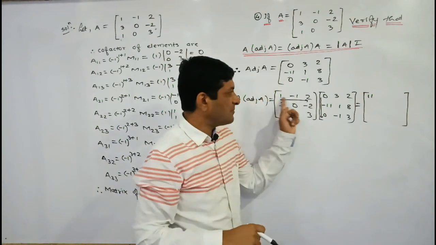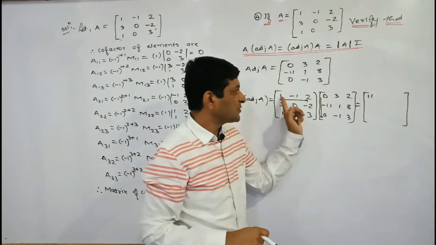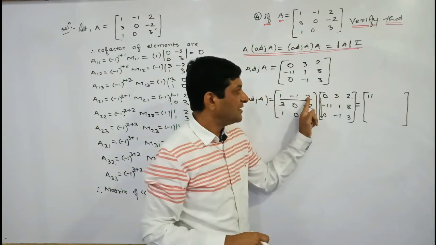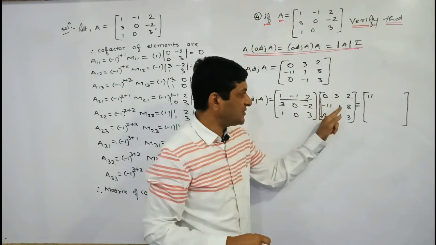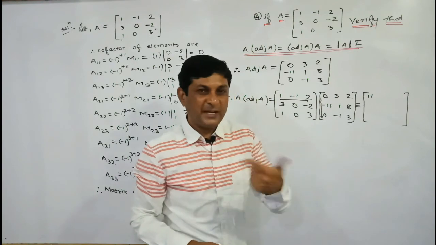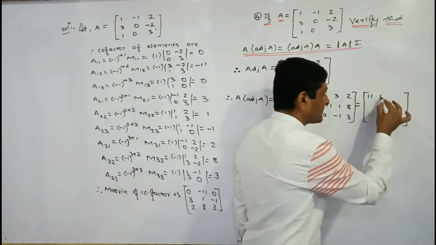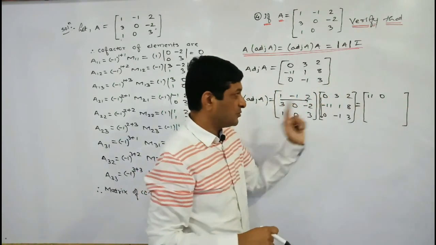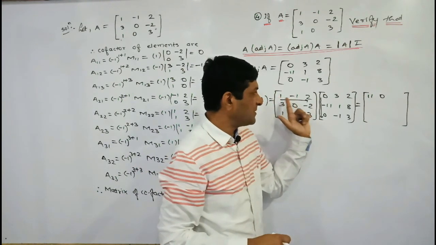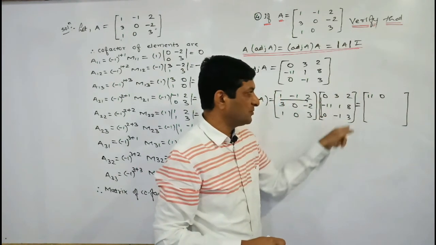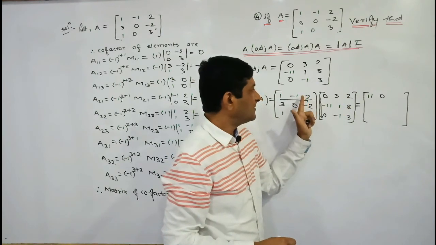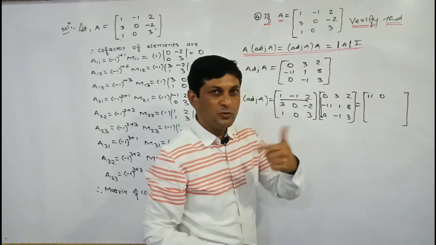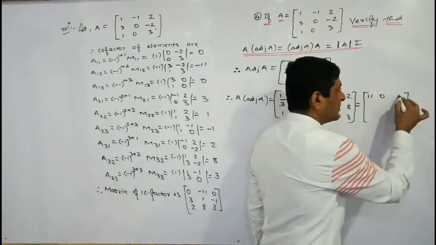Now I am multiplying the first row by the second column. So 3, 1, 2. Here we get 3 - 1 - 2, which is 0. Then multiply by the third column. Observe, I am multiplying the first row by the third column: 2 - 8 + 6. 2 minus 8 plus 6 will be equal to 0.